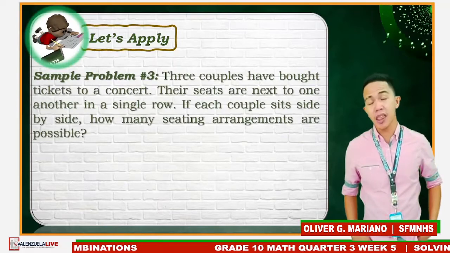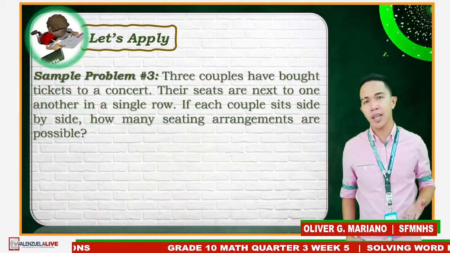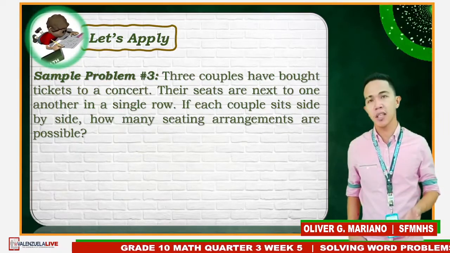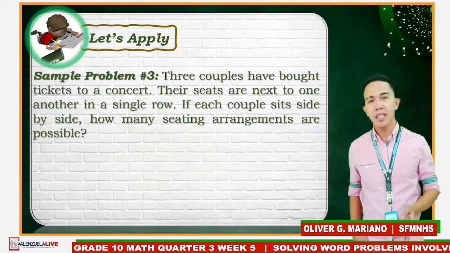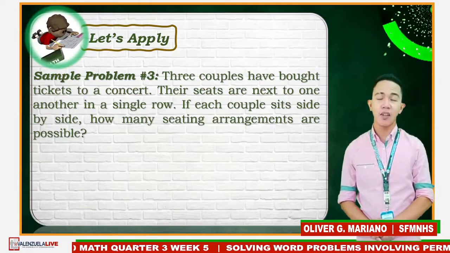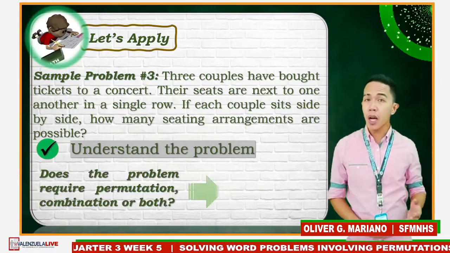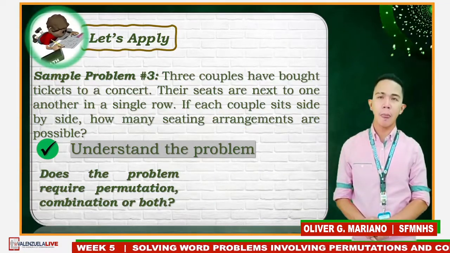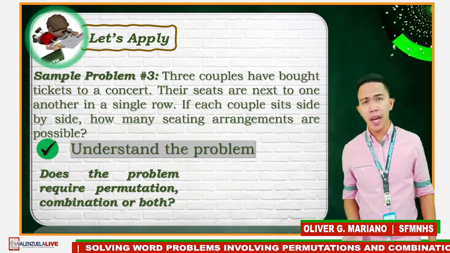Sample problem number 3. 3 couples have bought tickets to a concert. Their seats are next to one another in a single row. If each couple sits side by side, how many seating arrangements are possible? First, we understand the problem. Does the problem require permutation, combination, or both? Good. This problem requires permutation.